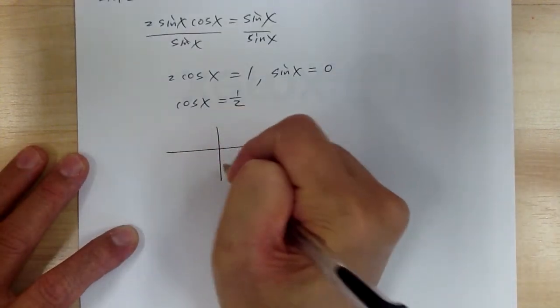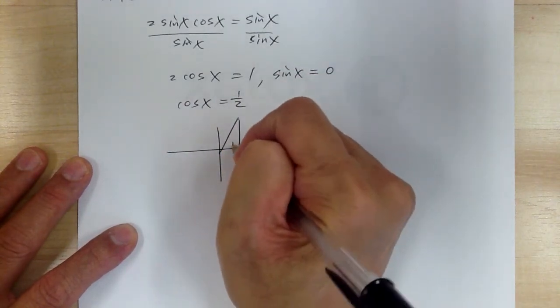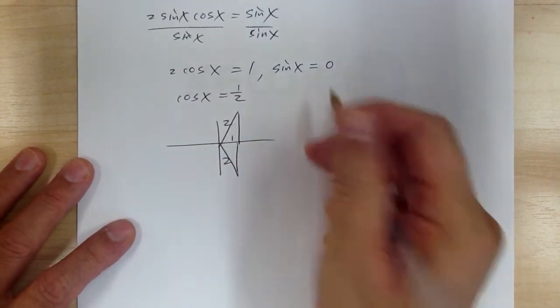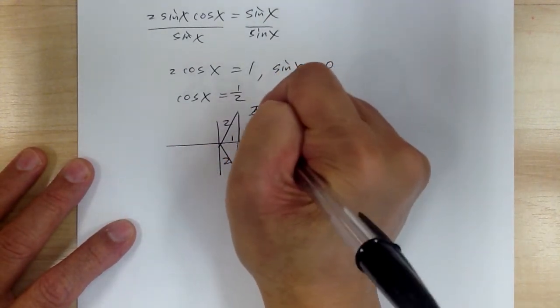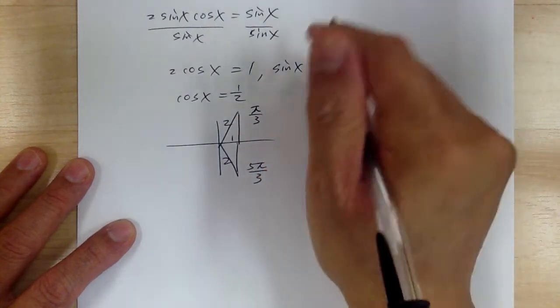And draw your picture. So cosine of 1 over 2. So this is 1 over 2 and 1 over 2. So this one is pi over 3, and this is 5 pi over 3.